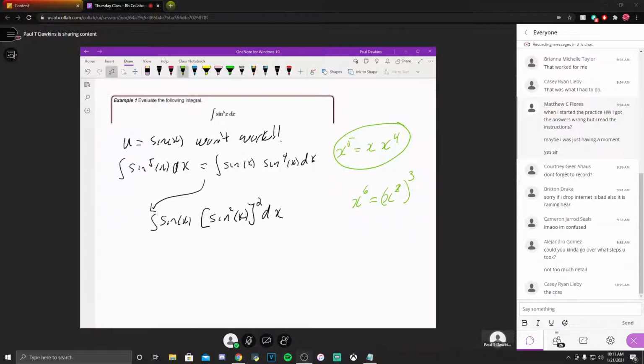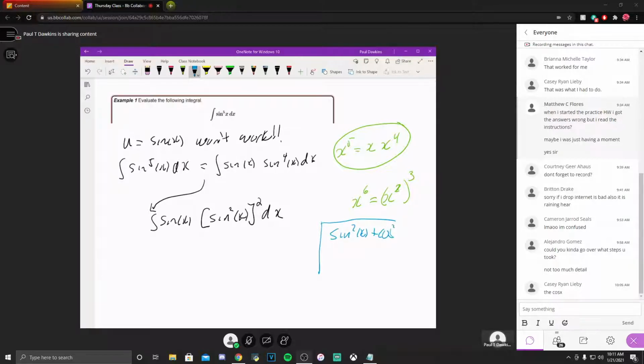Now off to the side again. Walking into this class, there's not a lot of formulas that I necessarily expect people to know from a trig class, but there is one that I expect every single person to know.